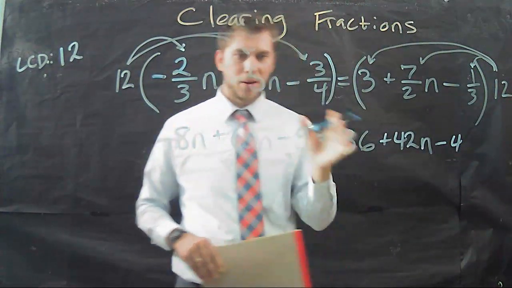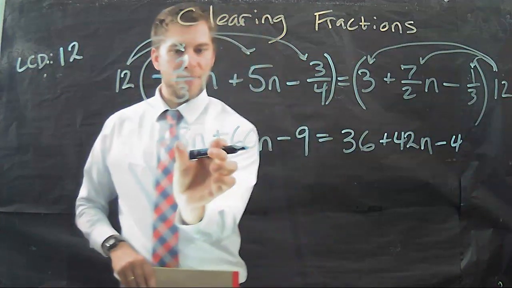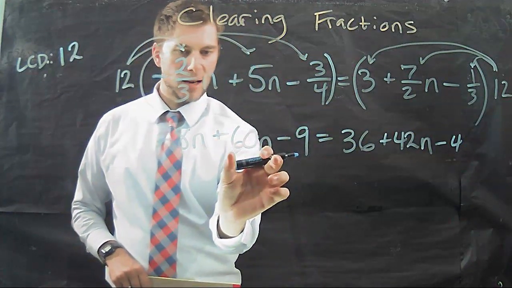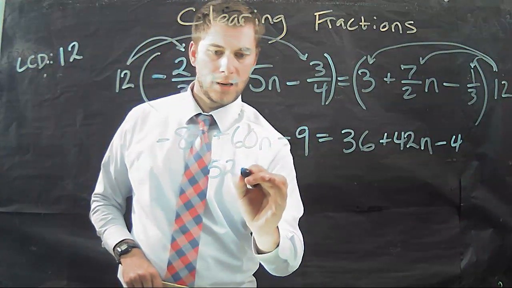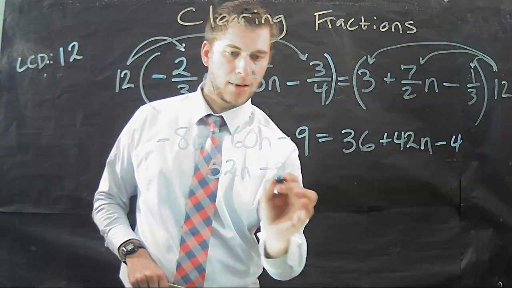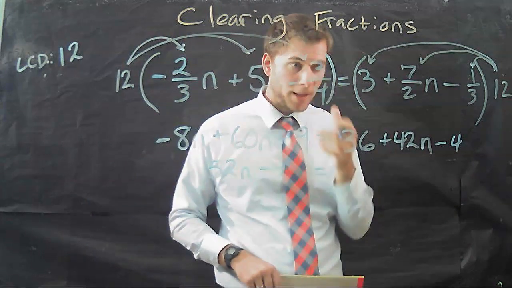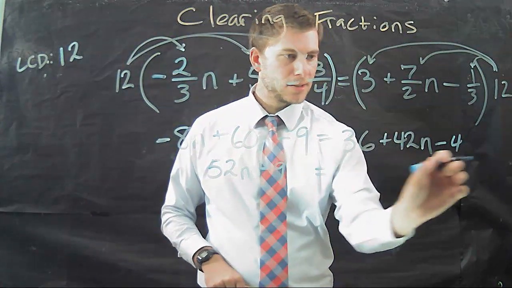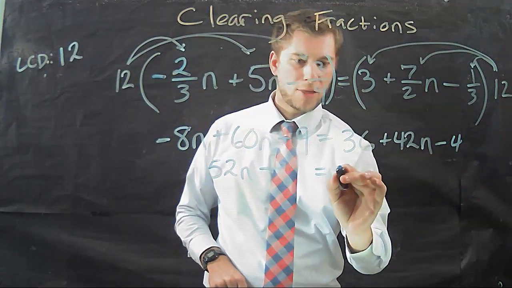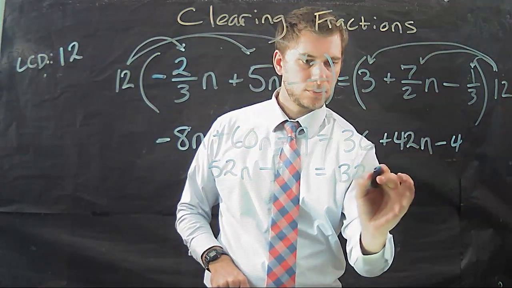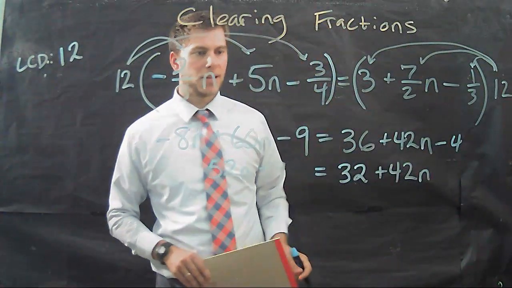All right, so I'm going to clean this up. This is kind of ugly here. I'm going to combine like terms first. I have a negative 8n and a 60n. If I combine those, that's a positive 52n minus 9. There's nothing to combine on that side with it. All right, put my equal sign. Over here, what are my like terms? I have 36 and a negative 4. Those are both constants. I can combine those to get me a 32 plus 42n.